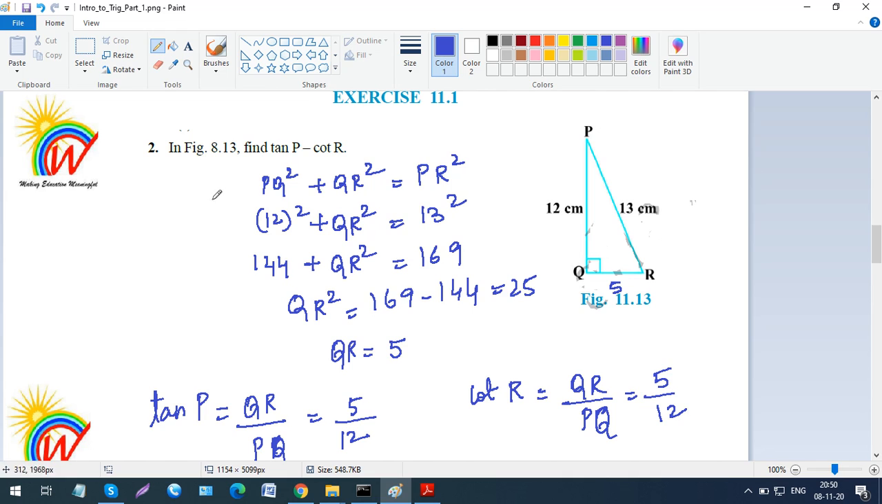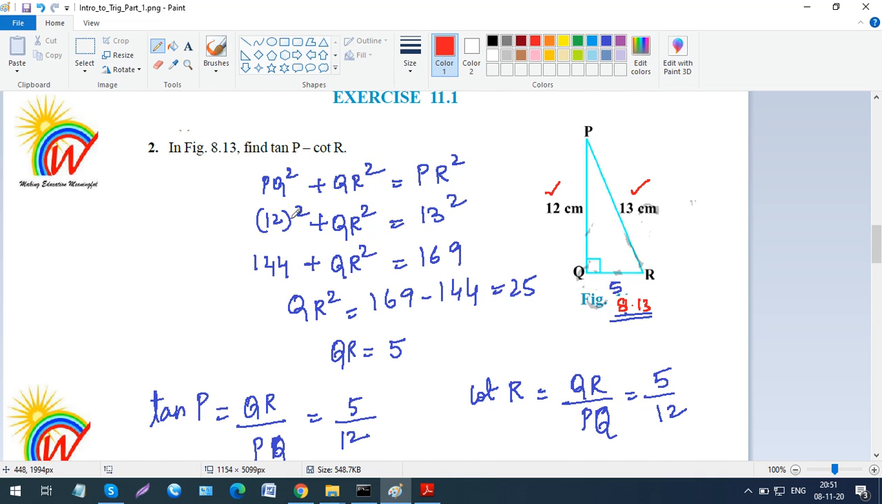Now the second question says, in figure 8.13, that is this figure, find tan P minus cot R. So we have this triangle PQR. They have just given you PQ and PR. So first we should find out what QR is.